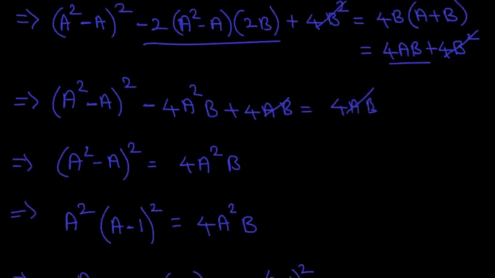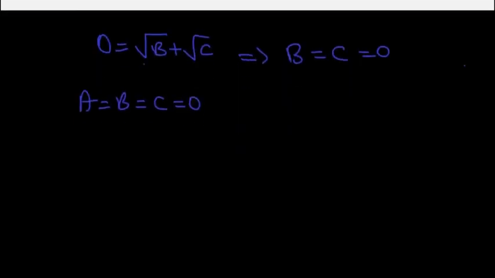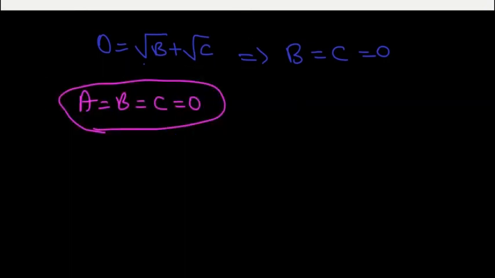And note this also satisfies the second equation, right? Because B is 0, D of 0 is 0. So, this obviously satisfies the second equation. So, we have this trivial solution A is equal to B is equal to C is equal to 0. This is one solution, right? Let us mark this in a different color to indicate that this is the solution.